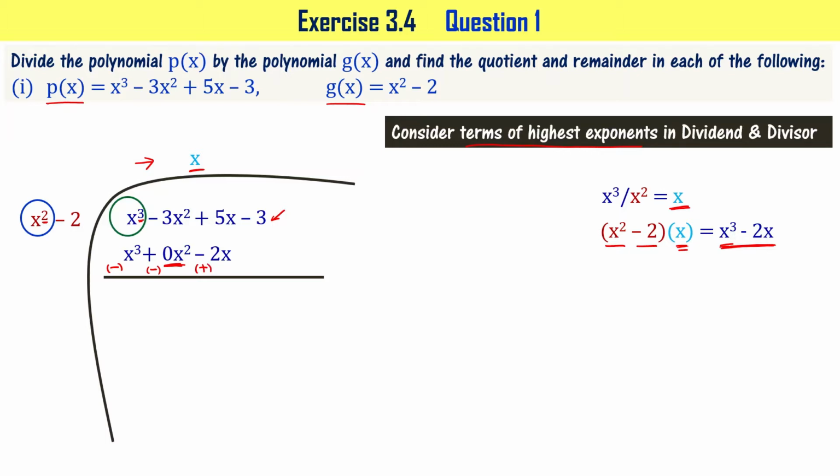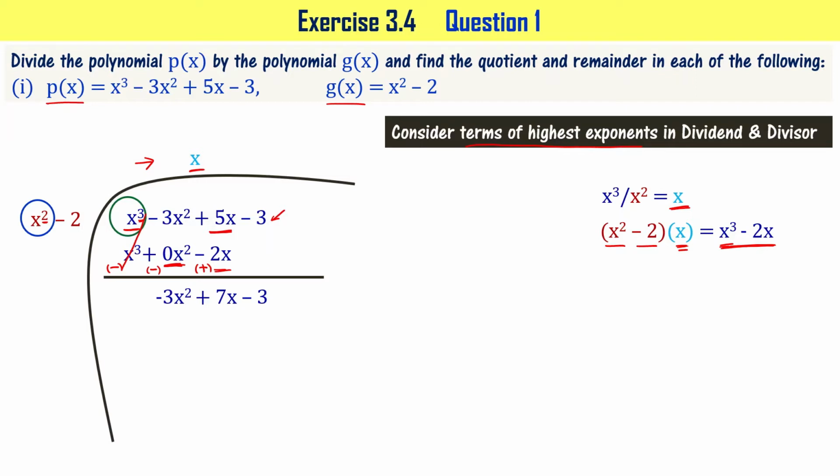Now I'll sum them. Here, x cube minus x cube is going to get cancelled. In this case, it is minus 3x square plus minus 0x square. It means you will have minus 3x square. And then in the case of x, we have 5x here and plus 2x here. That means 5x plus 2x, which is equal to 7x. Let's write that: minus 3x square plus 7x. Now I have brought down minus 3, so that now we have minus 3x square plus 7x minus 3.